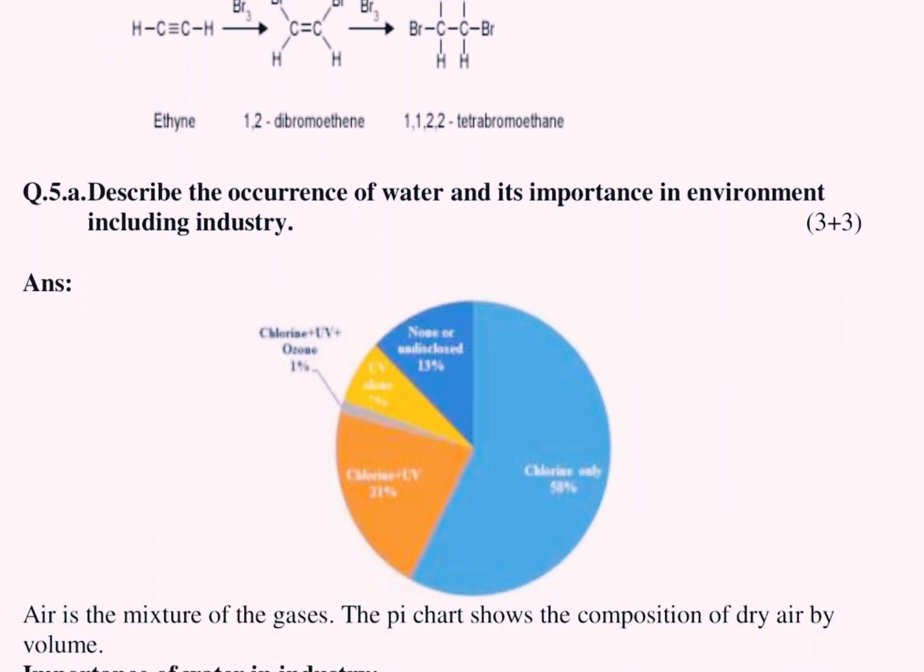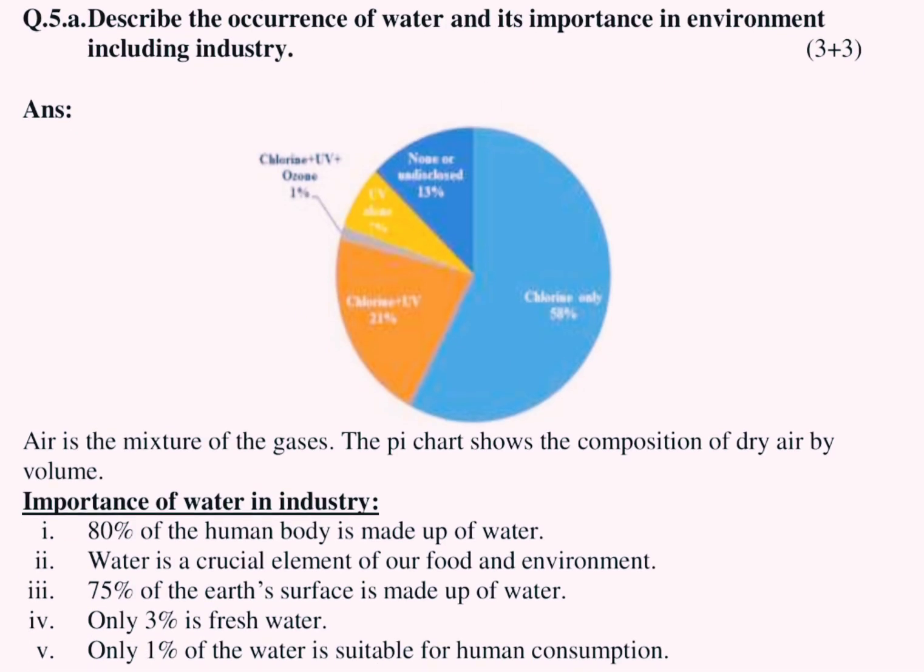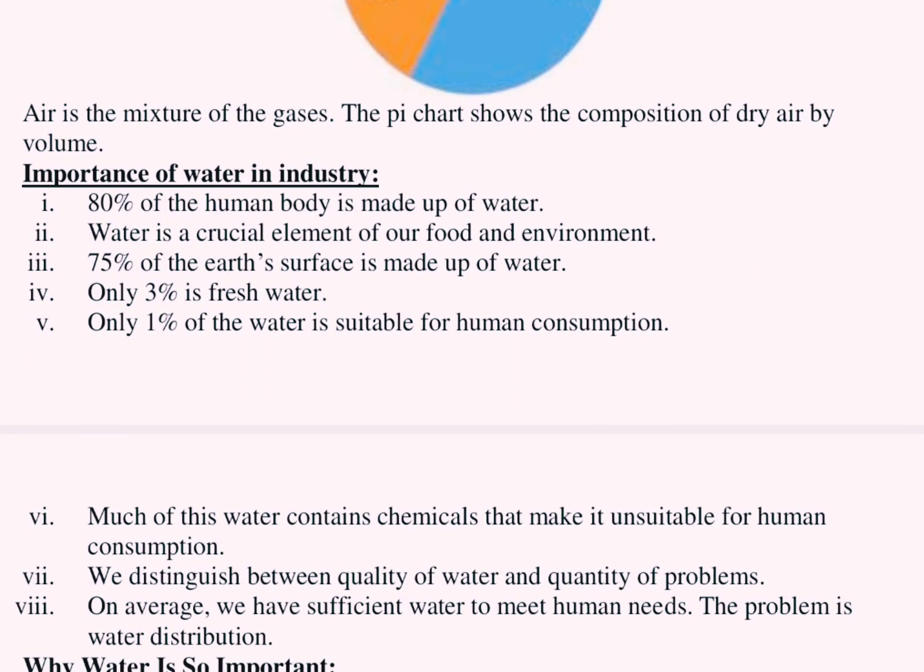Then the next question is: describe the occurrence of water and its importance in environment, including industry. Describe the occurrence of water. There is no need to draw it. You can define it like, in the human body, which percentage is present, in your food, in your environment. Even if you have any idea that almost 90% is in an apple, or if you have any journal knowledge, you can show it here. Then 75% of the earth is covered with it, 3% of it is fresh water, and 1% is for human consumption. So you can show it like this.